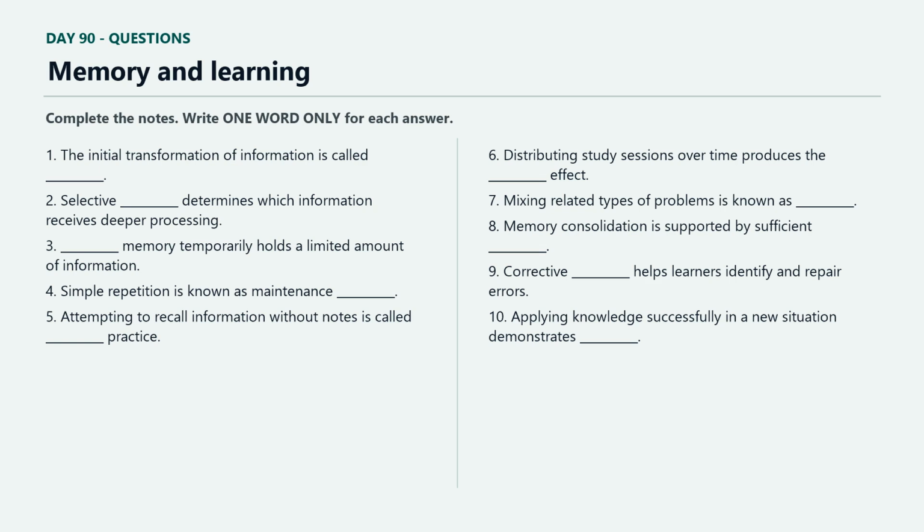Attention and working memory support the first stage, while elaboration, retrieval, spacing, interleaving, sleep, and feedback strengthen later use. The best strategy is not always the one that feels easiest during practice. Desirable difficulty can produce more durable and transferable learning.